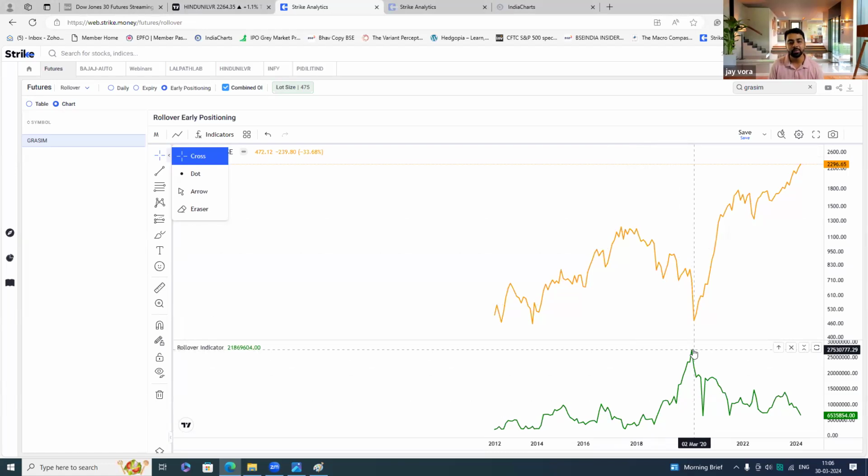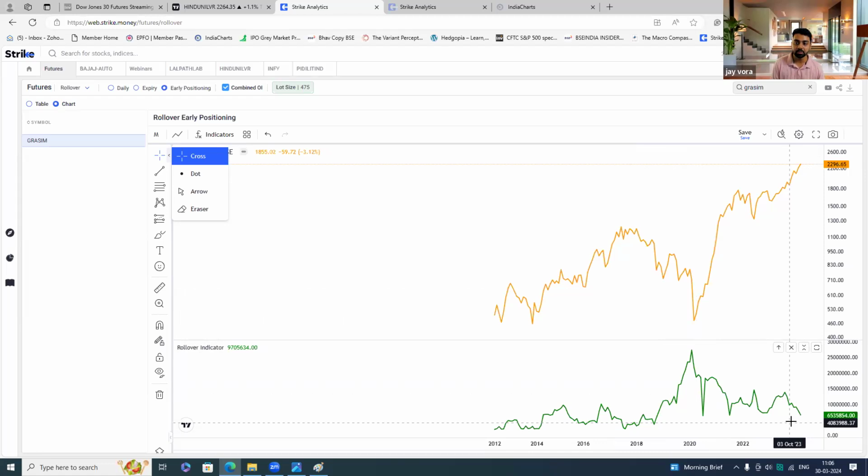And obviously, COVID happened. So many people then anticipated that the world would end and so on. And that's why they were shorting everything left, right, and center. Right. But like I told you, at a point when the open interest surges a lot, that's where you need to be very, very careful.